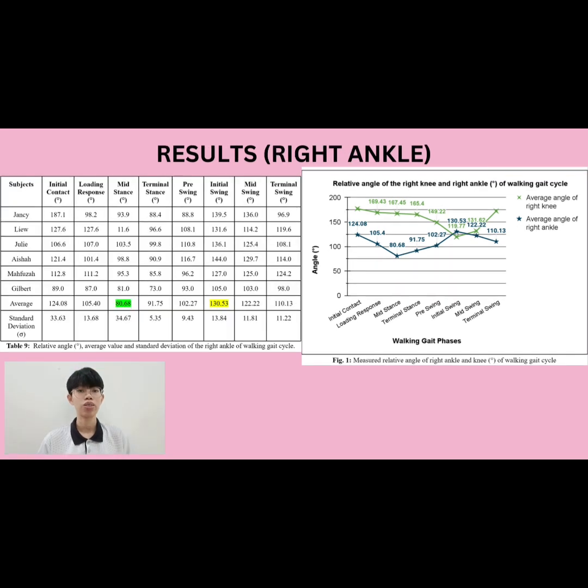Table 9 shows the measured relative angle, calculated average value, and standard deviation of the right ankle of the walking gait cycle. We can see that the highest average value recorded in the graph is 130.53 degrees, which is during the initial swing phase. On the other hand, the lowest can be seen during the mid-stance phase, which is recorded as 80.68 degrees. As for the standard deviation, the highest number is 34.67 in the initial contact phase, while the lowest is 5.35 in the terminal stance phase.